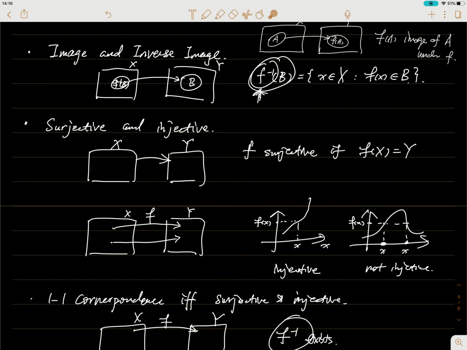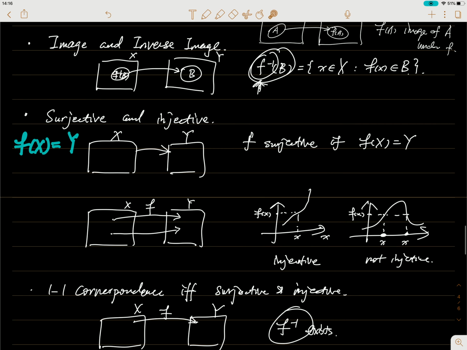We also talk about, given the function, we also say that the function is surjective. So what that means is simply that f(X) is equal to Y. That means f(X) will fill up the entire Y. Okay, so the function is surjective if f(X) is Y, or the image of X is Y.